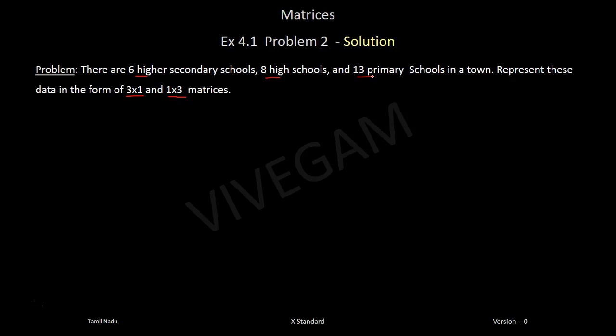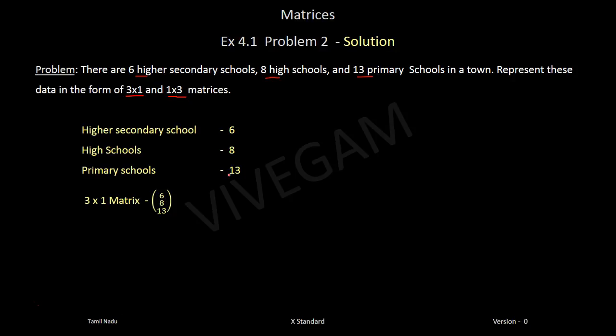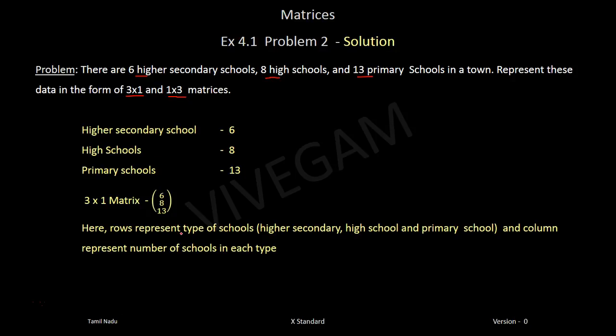So now let's try the 3 by 1 matrix. So let's represent this as it is. So we have, let's put it in the table form. I have not exactly drawn the boundaries of the table, but it is more or less in the table form. Higher secondary schools 6, high schools 8, primary schools 13, right? So if you write it in this form, you have 3 rows and 1 column, right? This is first row, second row, third row and 1 column. So this is a 3 by 1 matrix, 6, 8, 13, representing this information, where the rows represent the type of school, that is higher secondary school, high school and primary school, and the column represents the number of schools.